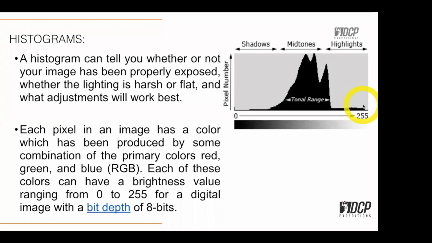Okay, so make sure you understand this. 0 is black, 255 is white. When I increase from 0 to 255, my image ranges from black to gray and then to white. So definition-wise, the histogram can tell you whether or not your image has been properly exposed, whether the lighting is harsh or flat, and what adjustment will work best.